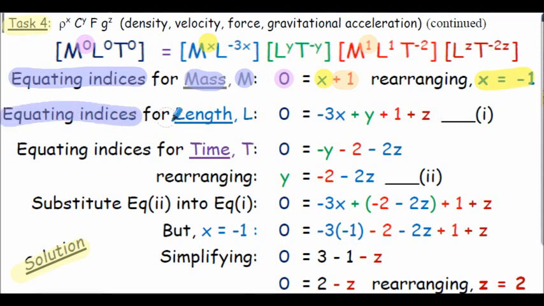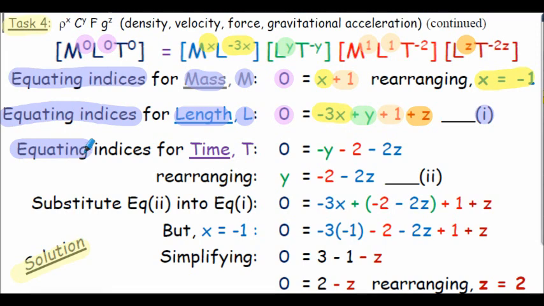Let's now equate indices for the length dimension, capital L. Left hand side we have L to the power 0, so it's 0. The right hand side we have L to the -3x here, so there's -3x. We have L to the positive y here, so we'll add y. L to the positive 1 here, so add 1. And L to the power z here, so add z. We only know the value of x, so that means there are 2 unknowns in that equation, so we cannot at the moment solve the equation generated for dimension L. So I'm just going to label that as equation 1 for reference.